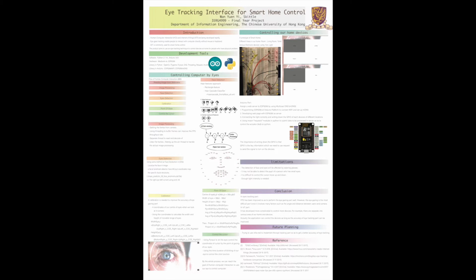To conclude, in the eye tracking part, frames per second has been improved so as to perform the eye gazing well. However, eye gazing is the most difficult part since it involves many factors such as the angle and distance between users and camera. In the IoT part, it has been developed to control more devices, for example devices separated into various areas of our home. Actually, the application can control the devices as long as the accuracy of the eye tracking part can be improved.